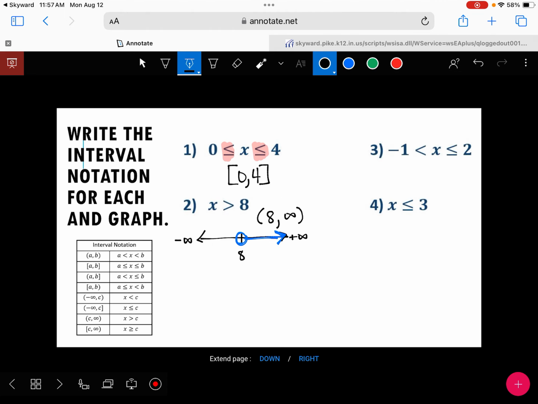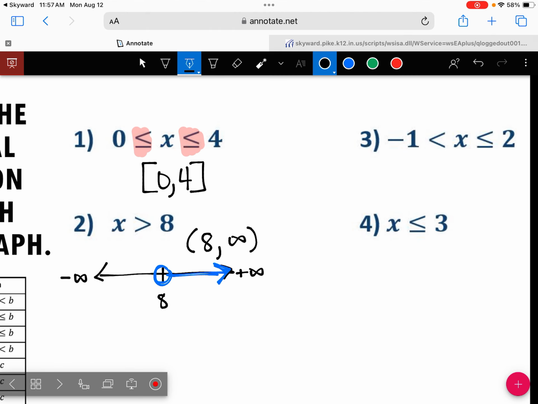All right, go ahead and copy down 3 and 4 if you haven't already. X is greater than -1, but less than and equal to +2. So one side gets a bracket and the other side would get a parentheses. So that's how you would write that. Notice -1 got a parentheses because it's not equal to -1, and 2 would get a bracket.